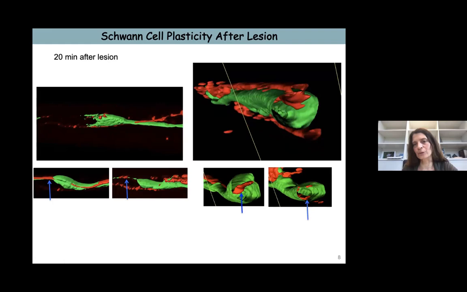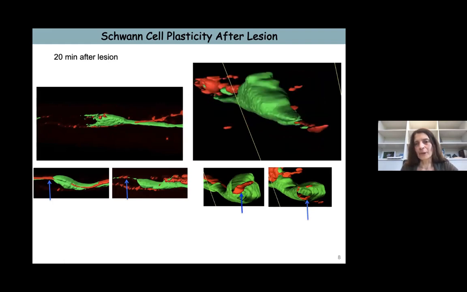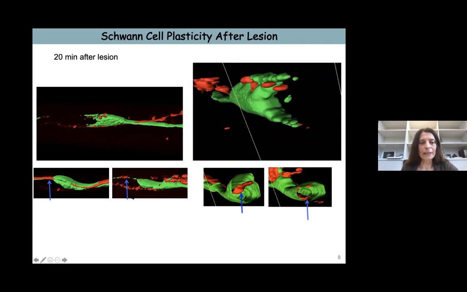I can show you another movie here. So here I picked two key images from this movie. You can see here the Schwann cells enwrap the axon, and 10 minutes later the axon is disintegrated. And here the same Schwann cells enwrap the axon, and then it disintegrates, the axon is disintegrated 10 minutes after.